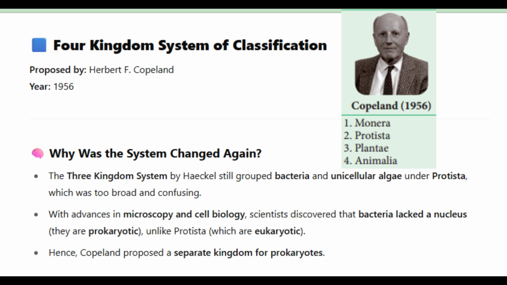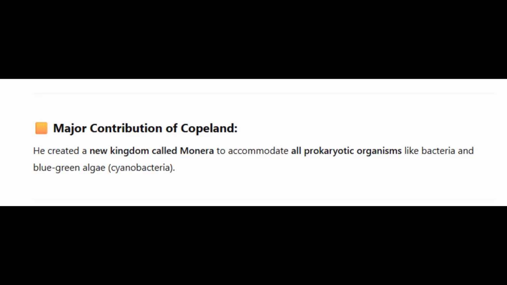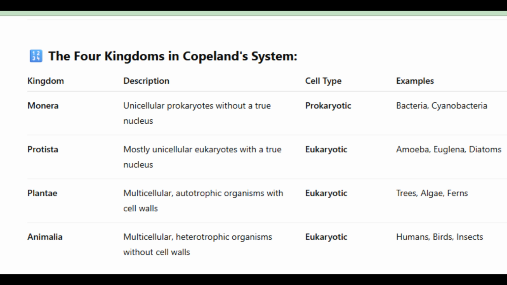The three-kingdom system by Haeckel still grouped bacteria and unicellular algae under Protista, which was too broad and confusing. With advances in microscopy and cell biology, scientists discovered that bacteria lacked a nucleus. They are prokaryotic, unlike Protista, which are eukaryotic. Hence, Copeland proposed a separate kingdom for prokaryotes. Major contribution of Copeland: he created a new kingdom called Monera to accommodate all prokaryotic organisms like bacteria and blue-green algae, cyanobacteria.